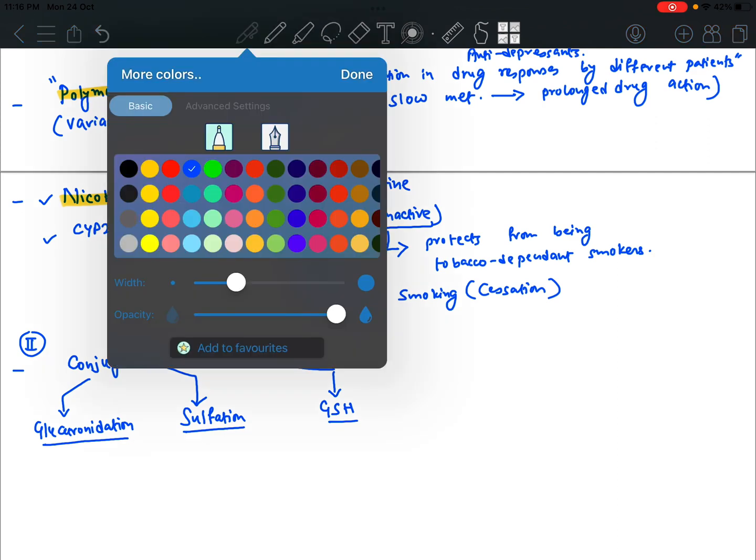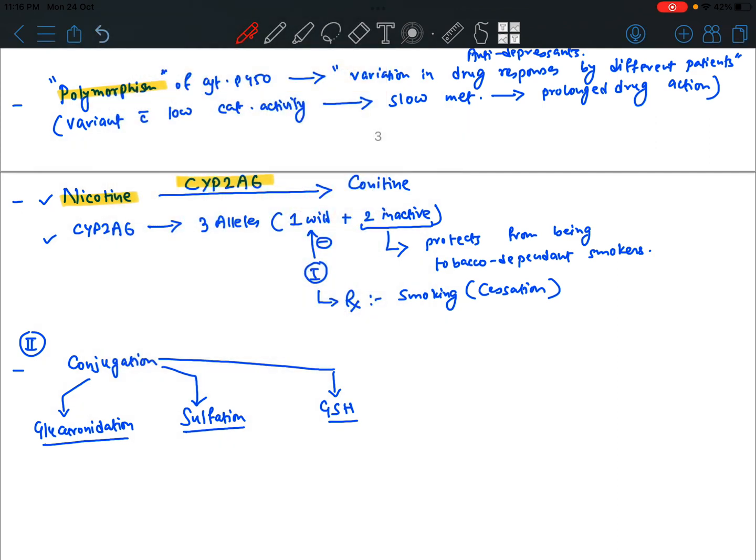So a few points about glucuronidation. This is the most frequent conjugation. So first point, this is the most frequent conjugation. Okay. Now what is the donor? The donor is UDP glucuronic acid, which is the donor of glucuronic acid.